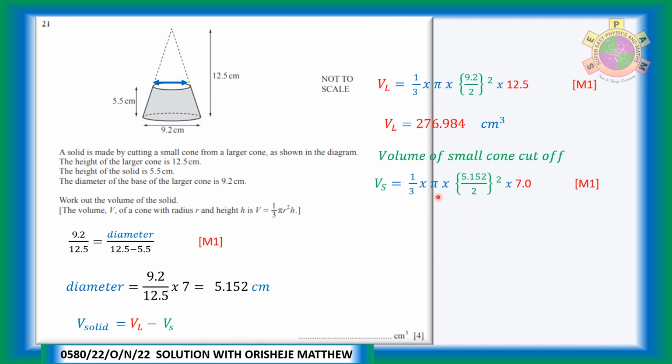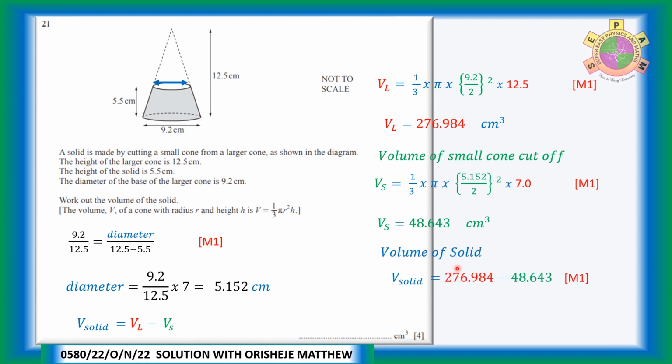So let's calculate the volume of the cone that is cut off. Use the same formula again, V equals 1/3 pi multiply by, you know we have calculated the diameter, so if you have that, times 7, that gives us this value. So the volume is 48.643 cm3.